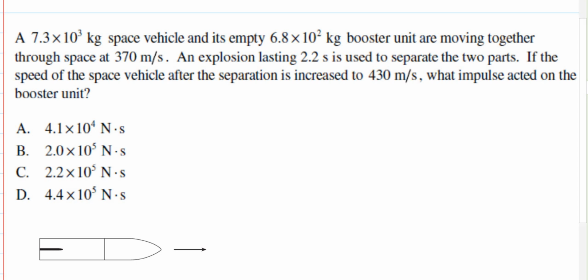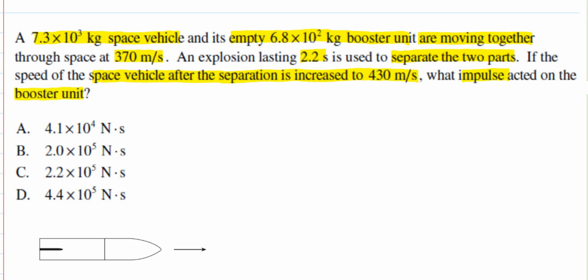In this problem, we have a 7.3 times 10 to the power 3 kilogram space vehicle, and it also has an empty 6.8 times 10 to the power 2 kilogram booster unit, which are moving together at a speed of 370 meters per second. Then there's an explosion which lasts 2.2 seconds to separate the two parts. And then the speed of the space vehicle after the separation is increased to 430 meters per second, and we want to figure out what the impulse is on the booster unit.